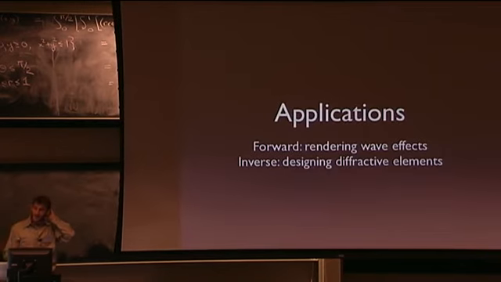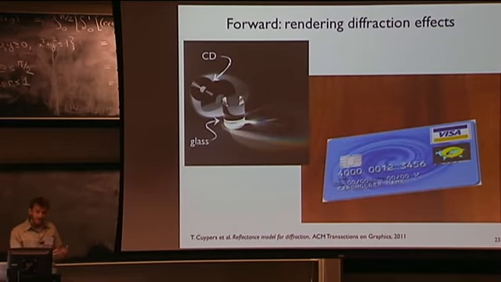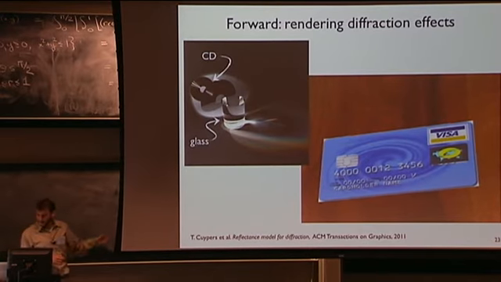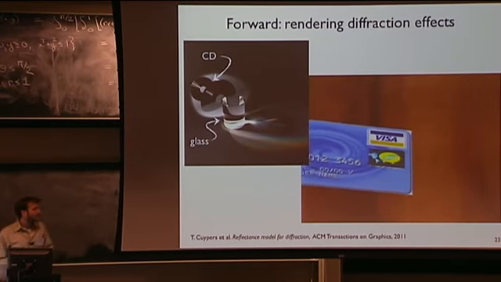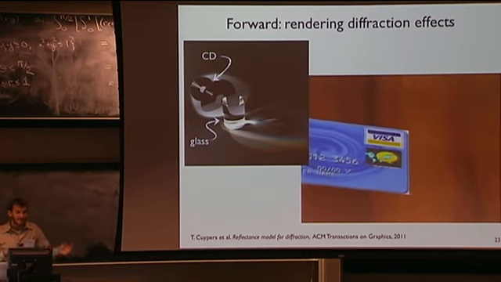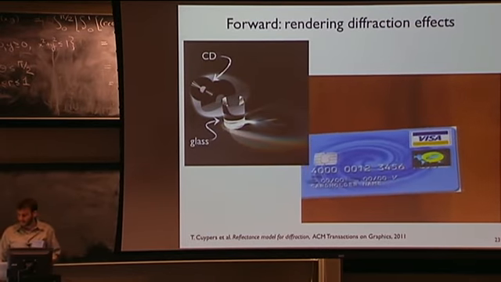So I'm going to show a couple applications of this concept. A forward problem of rendering and the inverse problem of trying to design some elements. So the forward problem of rendering is implementing just that concept I described, these virtual point sources that can contain negative values. And you can model effects like diffraction off of a CD, or on the right is a simple example of a little hologram on a credit card that changes its appearance as you change perspective.